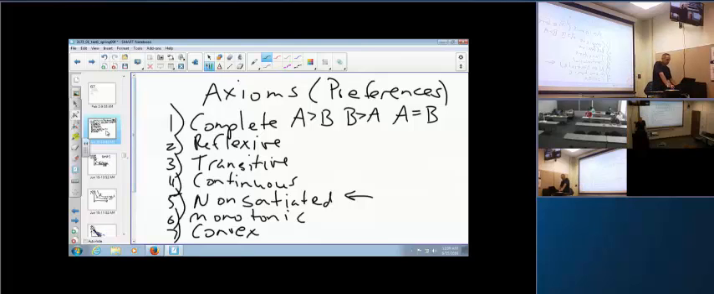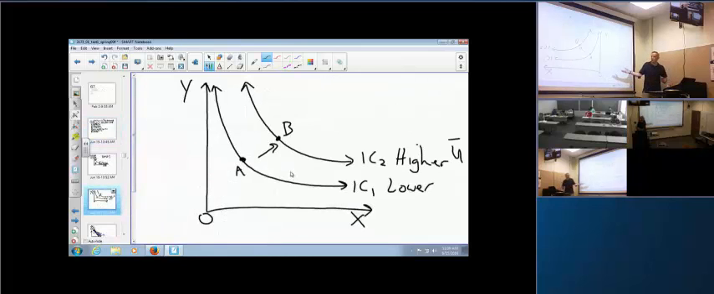So non-satiation, the fact that you're never satisfied, means more is better. And that just means that you prefer higher indifference curves to lower ones. Now, again, we can look at any other point on this indifference curve, C or D, and you're indifferent between B, C, and D. They're all the same to you. But you like C, B, and D all better than you like A. That's how individuals think about their preferences.